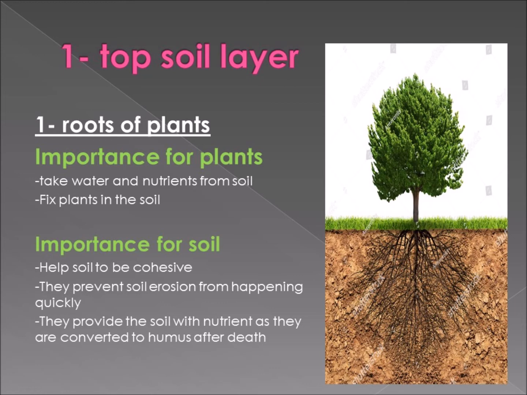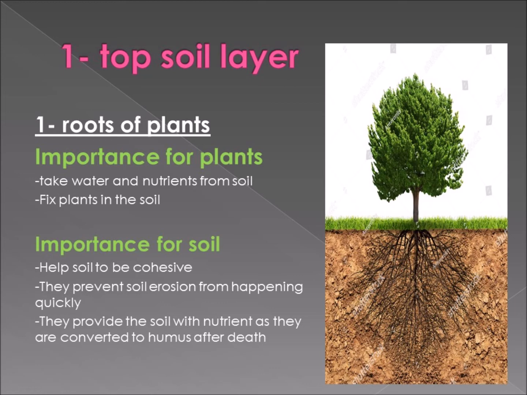The roots fix the upper layer of the soil, so if the water comes, or if wind comes, or if there is a change in temperature, the soil erosion will not happen quickly. It helps the soil not to be eroded. Okay, so they prevent soil erosion from happening quickly.